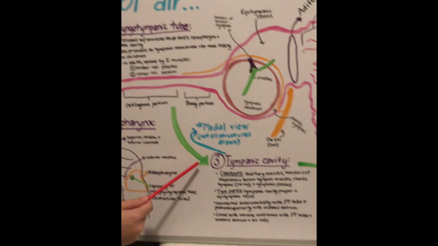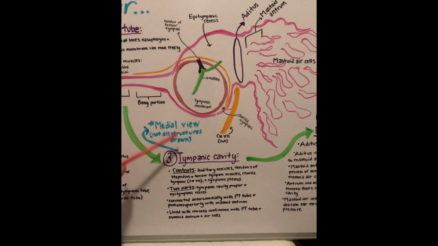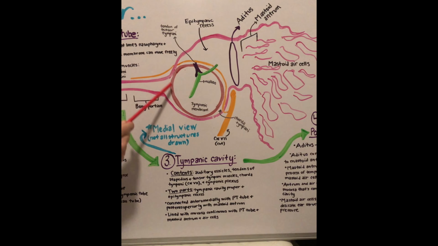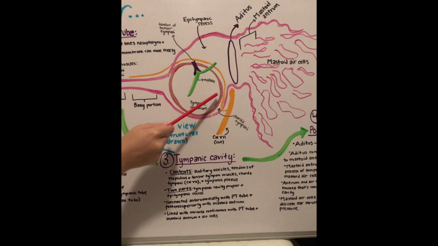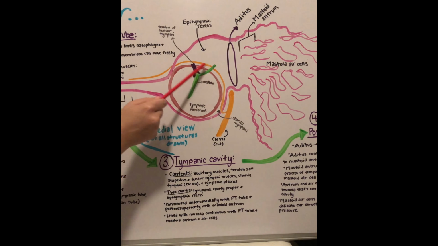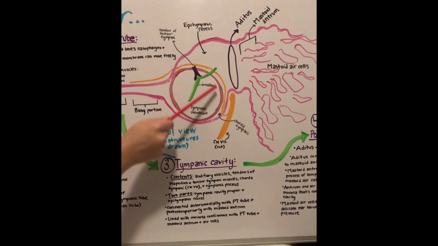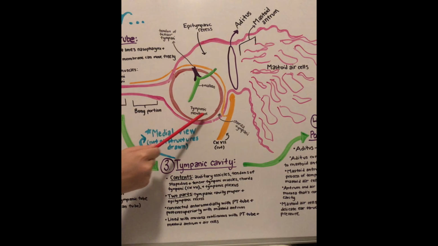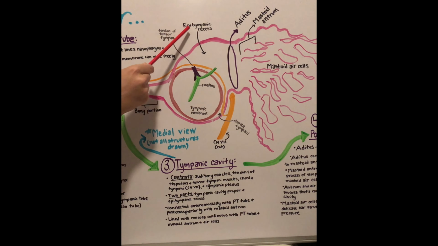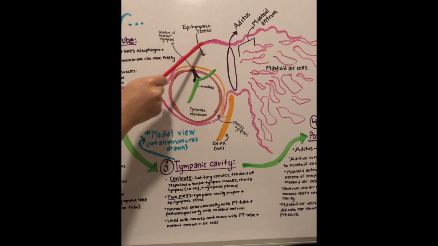Third step is the tympanic cavity. Its contents include the auditory ossicles, which are the malleus, incus, and the stapes, the tendons of the stapedius and tensor tympani muscles, the chorda tympani nerve, which is a branch of cranial nerve 7, and the tympanic plexus of nerves. The tympanic cavity has 2 parts, the tympanic cavity proper, which is the space directly internal to the tympanic membrane, and the epitympanic recess, which is the space superior to the tympanic membrane.